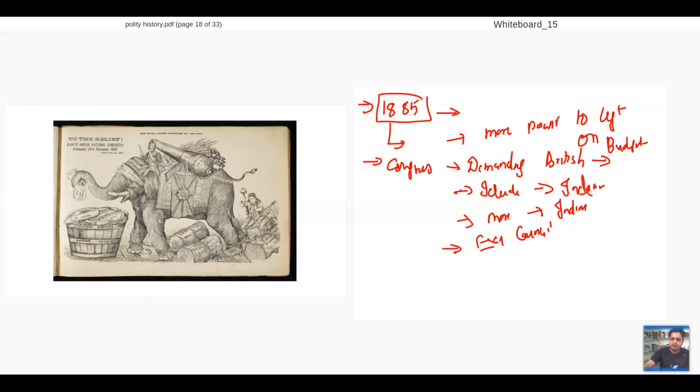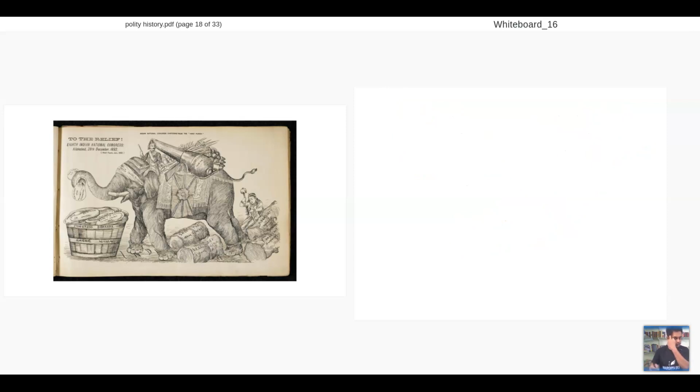So I'll explain this article a little more. We'll understand this article a little more. What do you need to understand in this article? Act. Indirect elections.